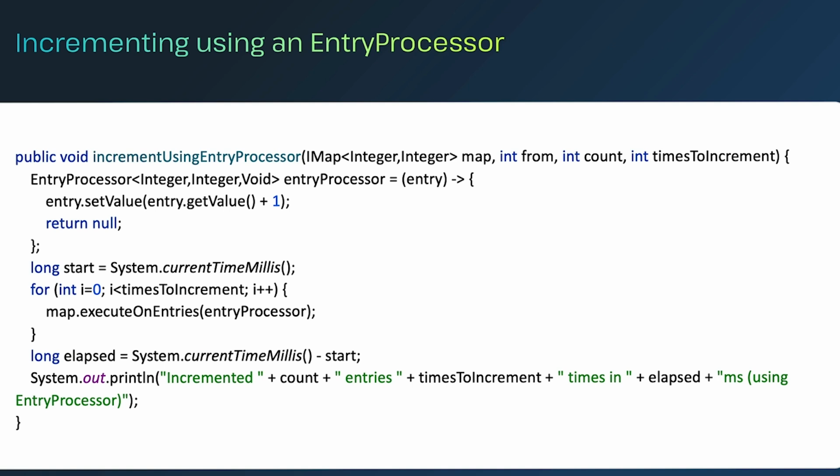Very simple. Then we use the execute on entries method of the IMap to execute this entry processor against all entries in the map. Recall that IMap gives us several different APIs depending on whether we're targeting a single entry, a set of entries, or all entries. We also wrap this in a loop because we wanted to increment each entry 10 times. Now we could have made this part of the entry processor itself very easily, but I didn't choose to go that way.